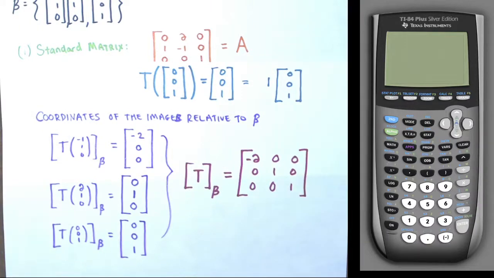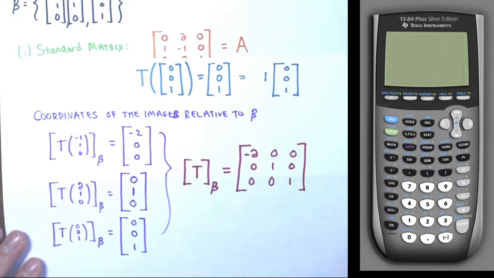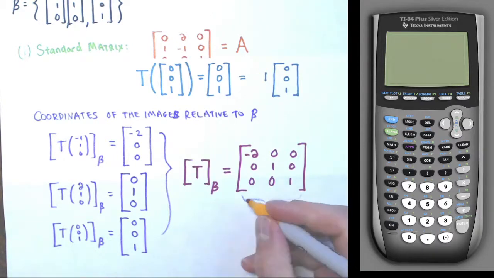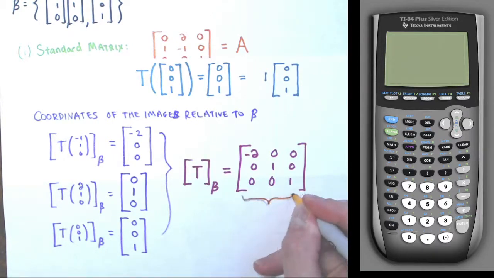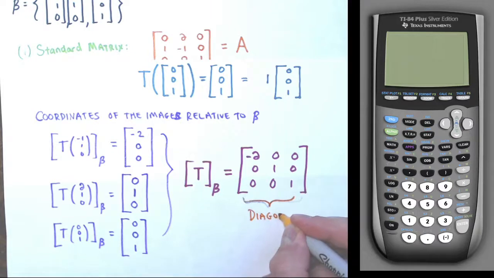What a very simple matrix that is. And this is actually probably the simplest kind of square matrix you're ever going to come across. Remember, this is called a diagonal matrix, a matrix where the only non-zero entries are down the main diagonal. This is called a diagonal matrix.